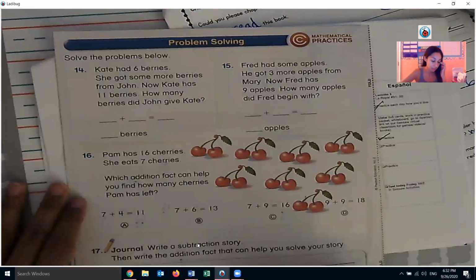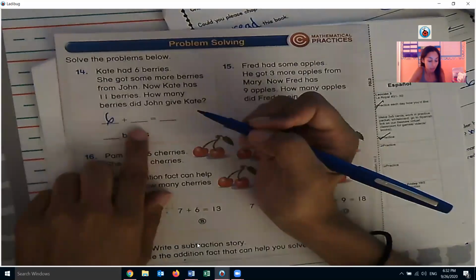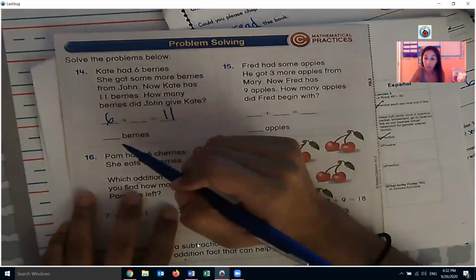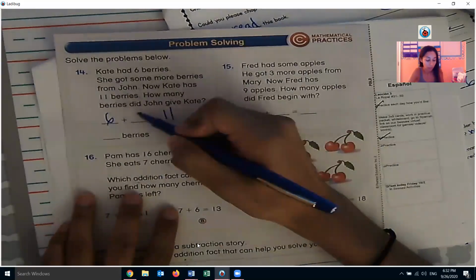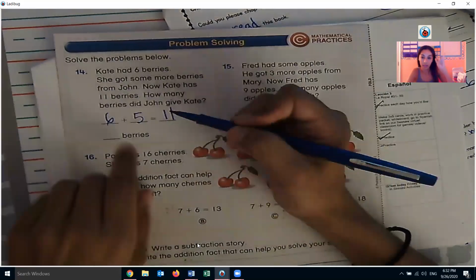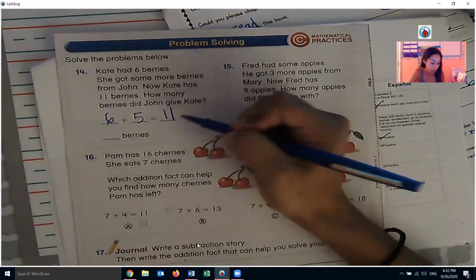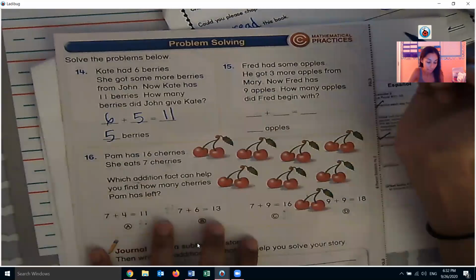Problem solving. Kate has 6 berries. She then gets some more. We don't know how many more, but she now has 11. So in order to figure it out, we can subtract. 11 minus 6 is 5, or think about it as 6 plus 7, 8, 9, 10, 11. Oh, 5 more is 11. So there's 5 berries that were given to Kate.